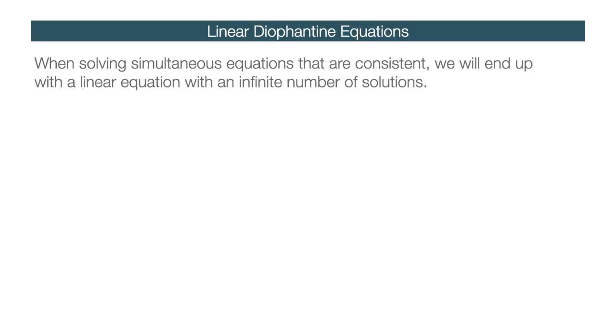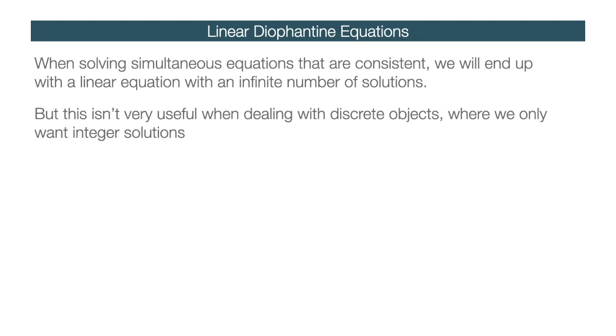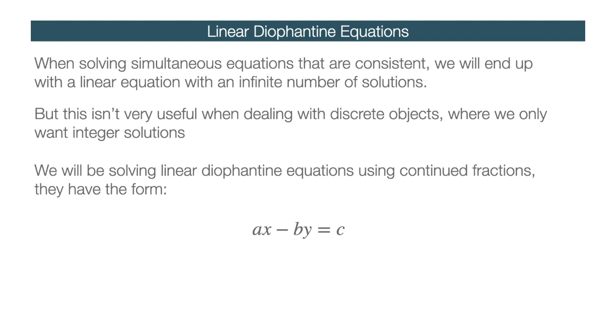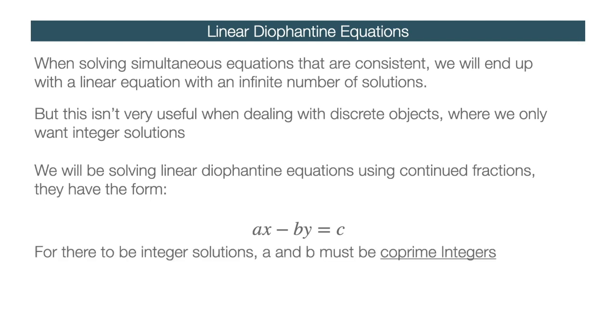When solving simultaneous equations that are consistent, we will end up with a linear equation with an infinite number of solutions. But this isn't very helpful when dealing with discrete objects, where we only want integer solutions. We will be solving linear Diophantine equations using continued fractions. They have the form ax minus by equals c. For there to be integer solutions, a and b must be coprime integers.